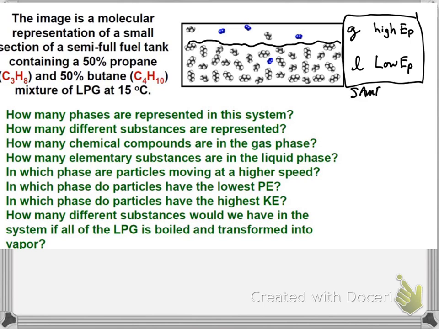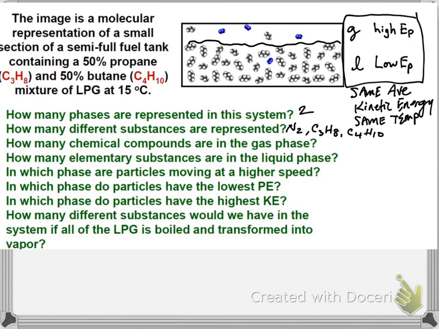But since the tank is all at the same temperature, 15 degrees C, the average kinetic energy for both phases is going to be the same. Always the same if they're at the same average temperature. So we have a two-phase system, liquid and gas, with three different substances: N2, the two blue spheres, C3H8 propane, and C4H10.